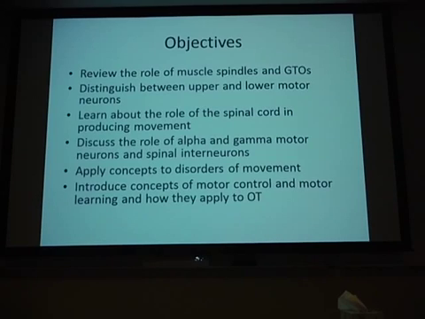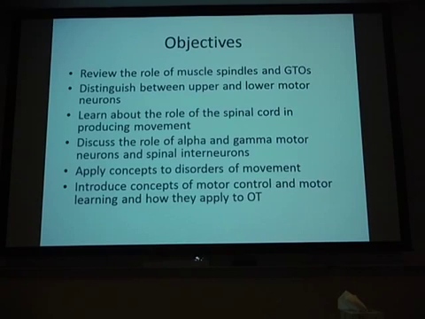So today, again, we'll review muscle spindles and GTOs. We'll talk about the difference between upper and lower motor neurons. We're really going to live in the spinal cord today. We're not going to be talking about cortical aspects of movement. That will be for next week. There are 2 types of lower motor neurons that we will discuss and distinguish between: the alpha and the gamma motor neurons. And in the application lecture, we'll talk about motor neuron disorders and aspects that relate to what we might do in occupational therapy.